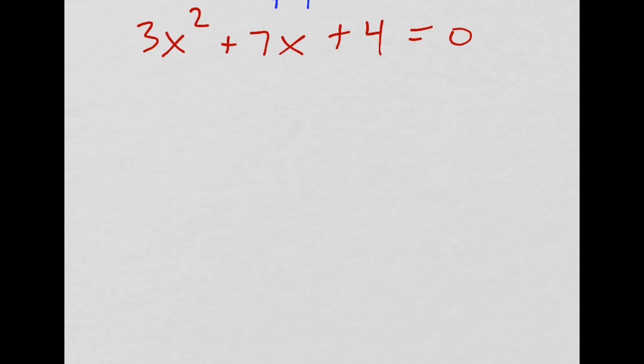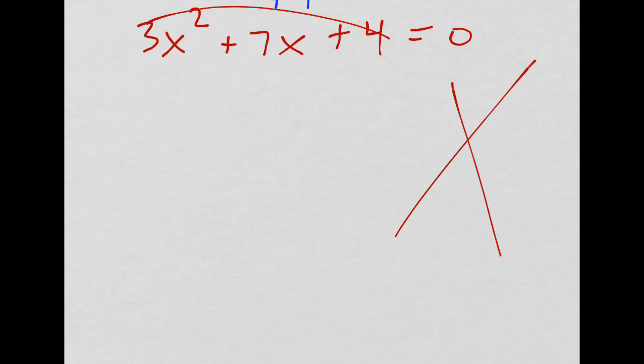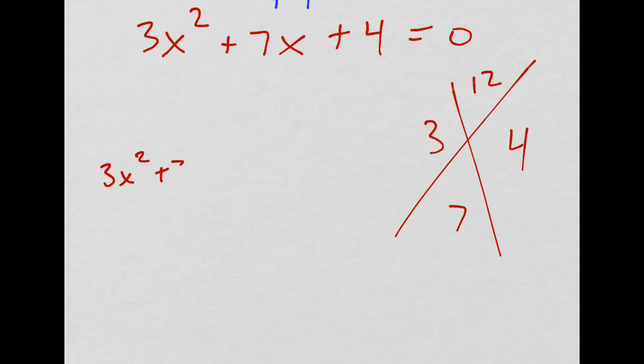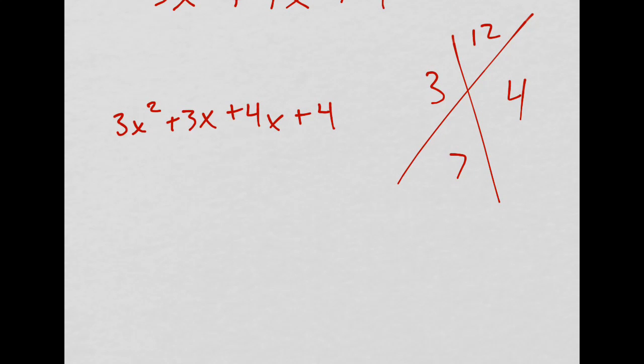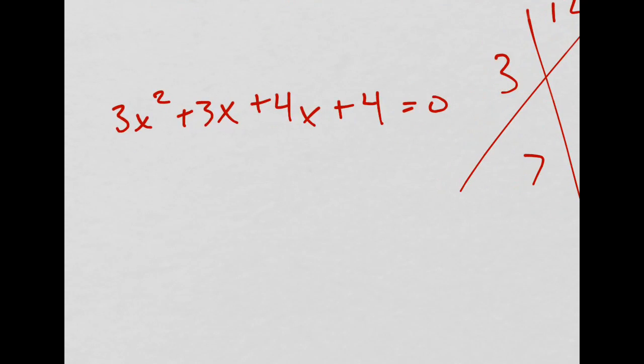Yeah, big X. I would try to factor out a 3 maybe, so I can try and use the shortcut, but it doesn't work here. So I would have 3 times 4, that's 12 on top, and then 7 in the bottom, that's 3 and 4. So 3x squared plus 3x plus 4x plus 4. I rewrote this middle term to be those two terms. And then it still equals 0. Do the step.